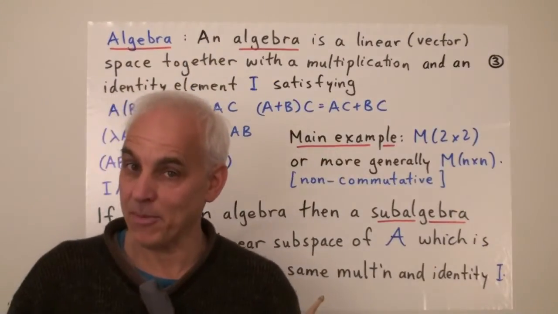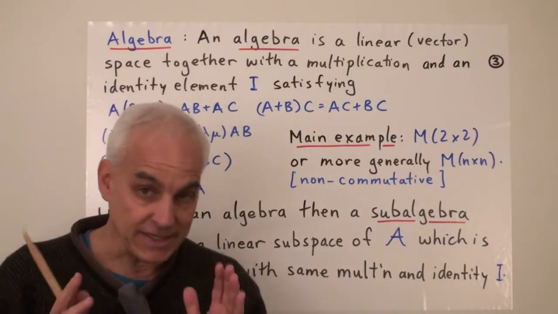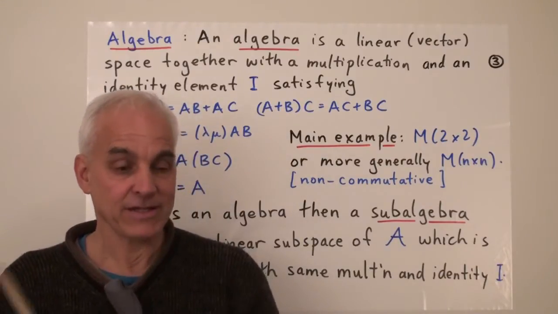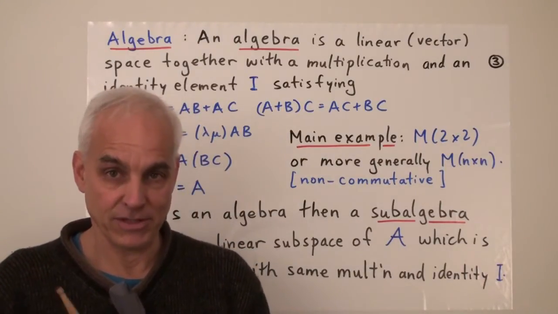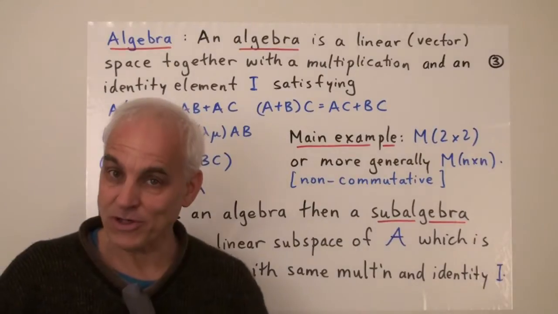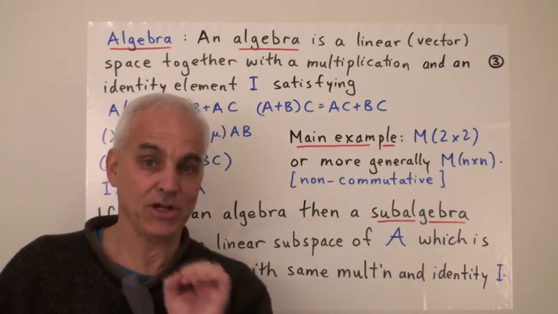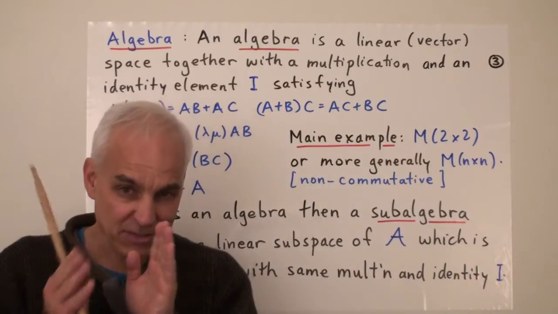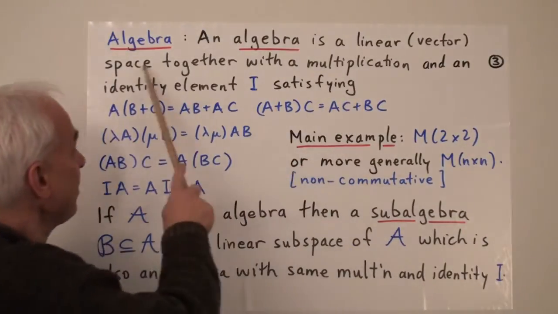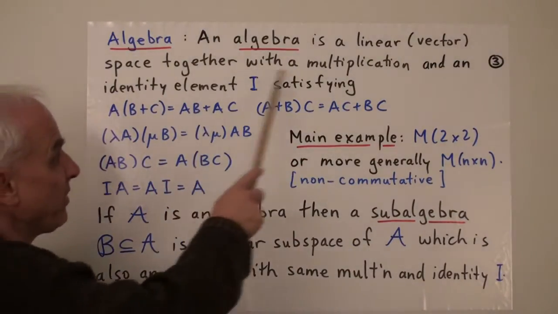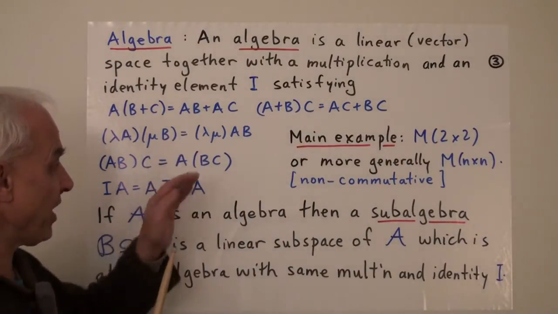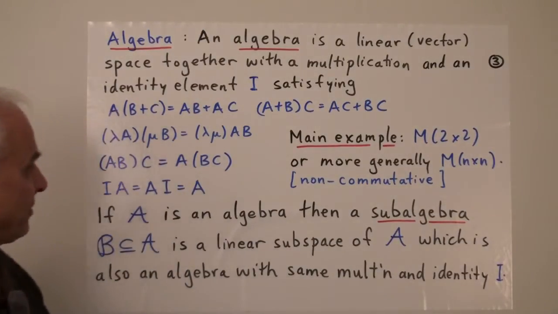Okay, so we want to give a name to this kind of structure that is exhibited by the 2 by 2 matrices. It's a linear space with a multiplication satisfying some reasonable arithmetical laws. And we're going to call this thing an algebra. Now the word algebra, of course, already has a prior meaning. So this is a different usage of that term. It's a rather specific term in this context that just refers to a linear or vector space together with a multiplication and an identity element, I, which satisfies basically the properties that we've just mentioned.